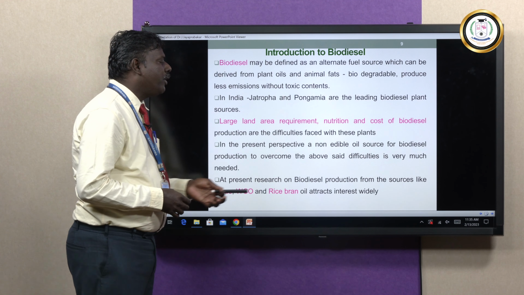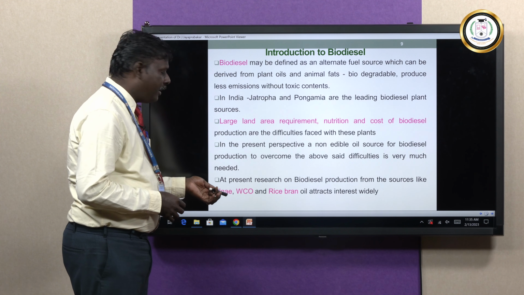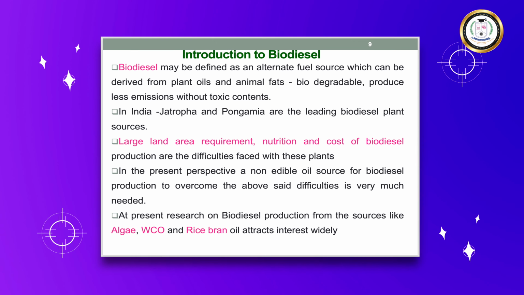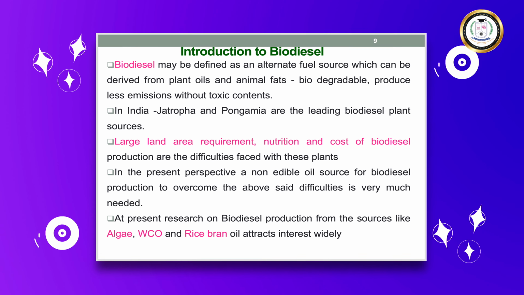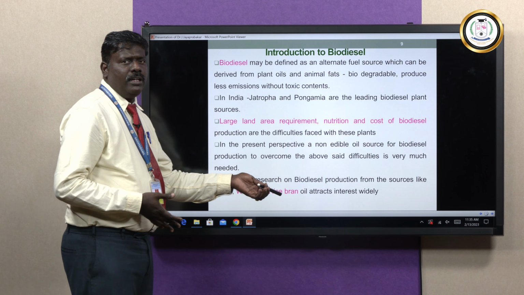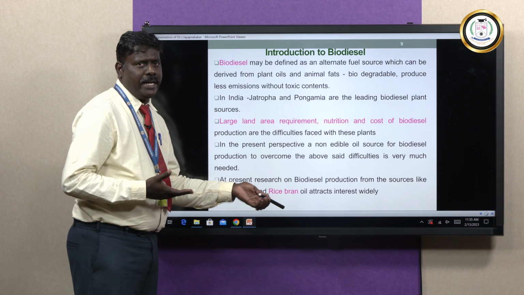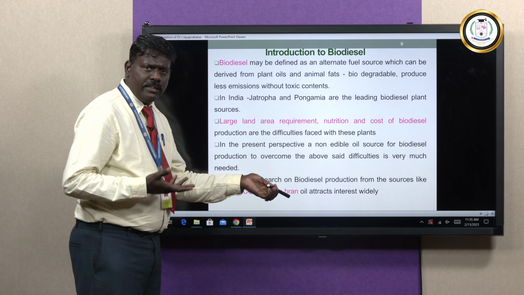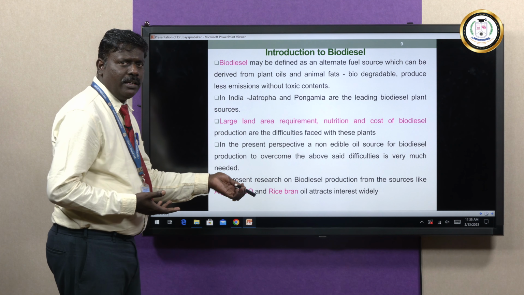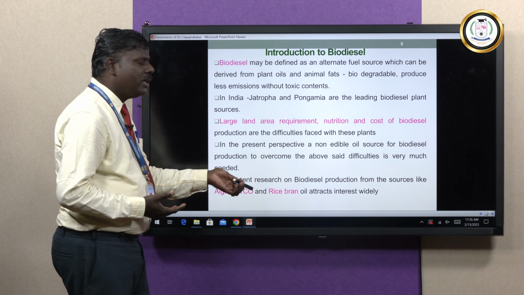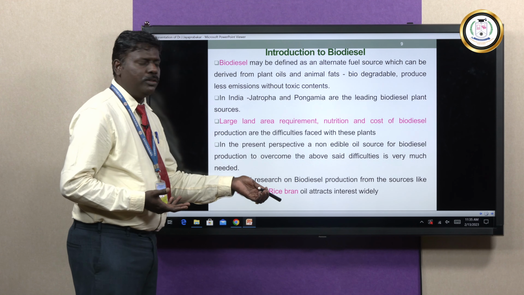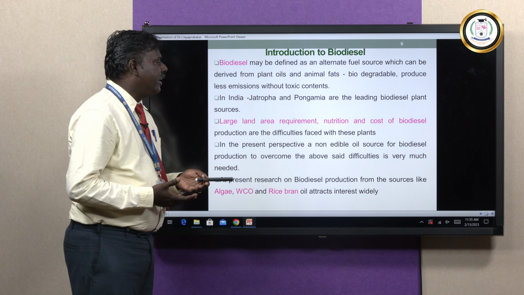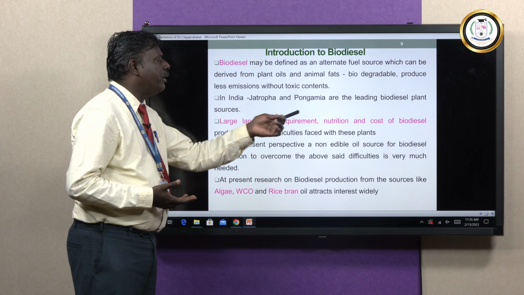At present, research on biodiesel production is on sources like algae, either macro or micro, waste cooking oil, WCO, or used cooking oil, and rice bran oil. Rice bran oil, particularly in India, is not an edible source practiced by our people. Rice bran is a byproduct when you are polishing the rice, so it may not be treated as an edible source. These three can be treated as important candidates to replace the conventional biodiesel sources.